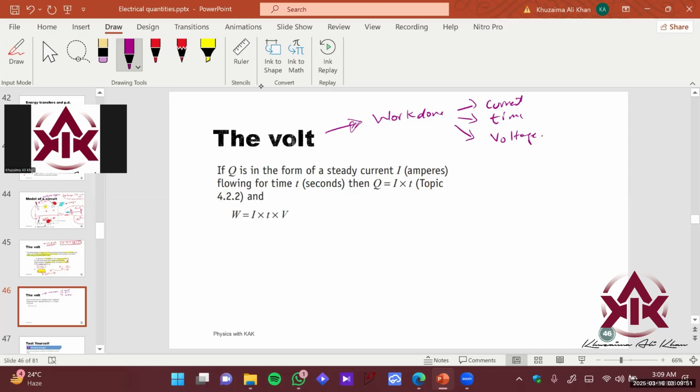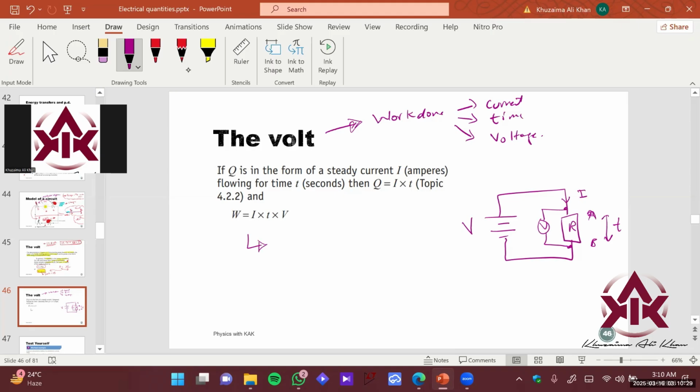Okay, so now we are talking about a component here. We have a battery here, made up of cells, and then we have a resistor here. The current flowing through the circuit is I, and let's say this is point A and this is point B. It takes T seconds to pass from A to B, and the potential difference across this resistor we have measured using a voltmeter, coming out to be V.